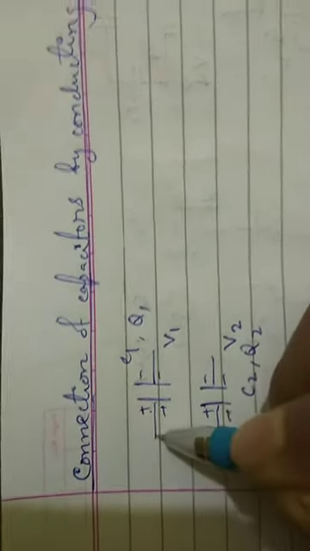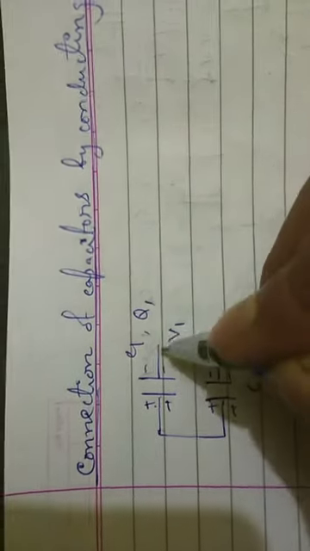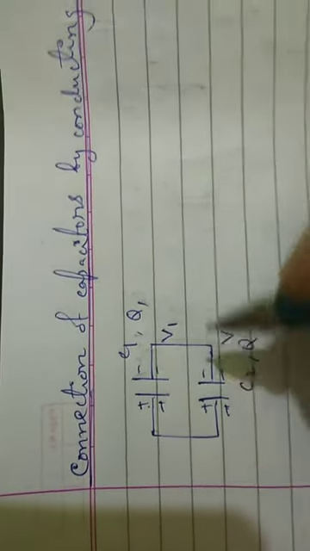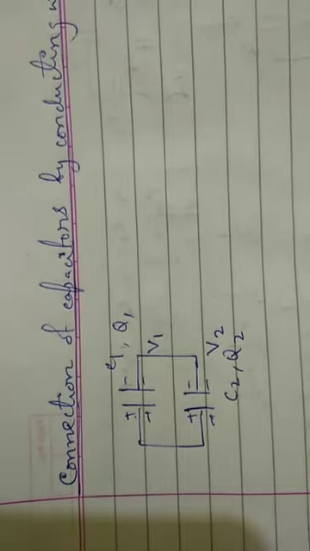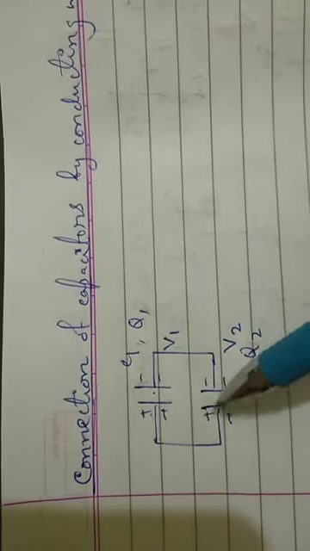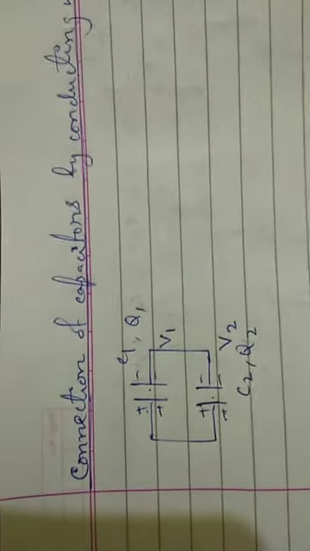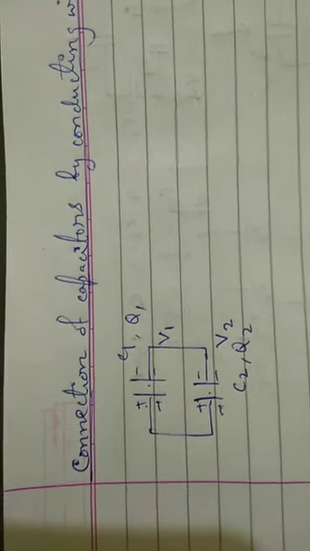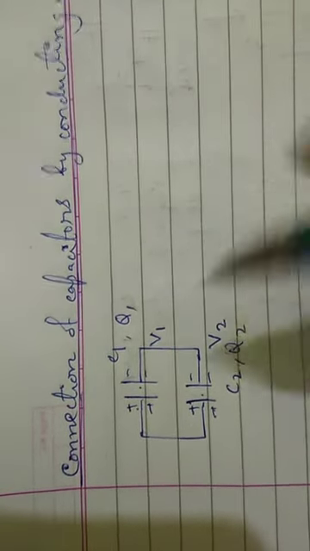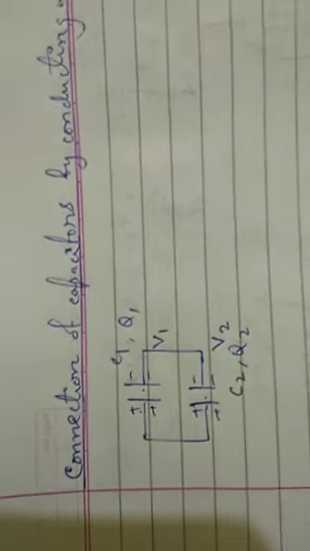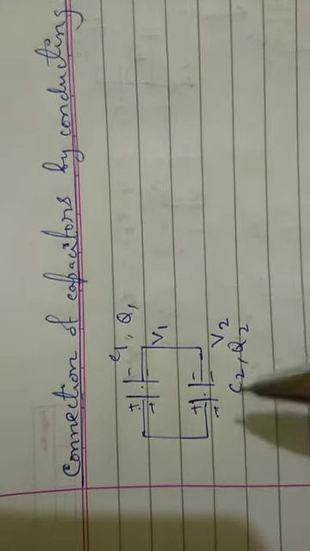Now suppose we connect the positive terminal of this capacitor with the positive of this capacitor by a wire, and this one also by a wire. So now what will be the charges on them, what will be their common potential? These are the things we are going to find out. Now once we connect these two like this, there will be charge flow.